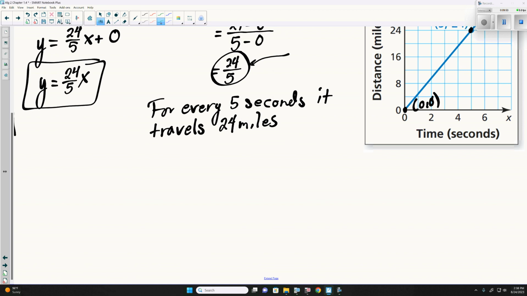Because x is our what? Time. So x is time, yes? So we would plug the 17,200 miles in for time, yes? Wait, we would plug it in for what? Distance, sorry. 17,200 is equal to 24 over 5x.